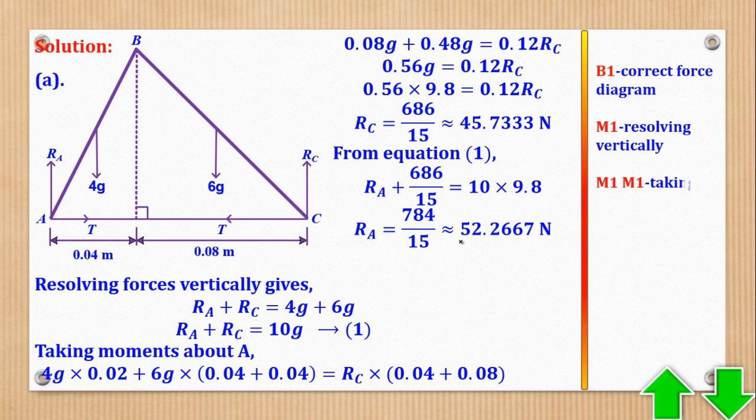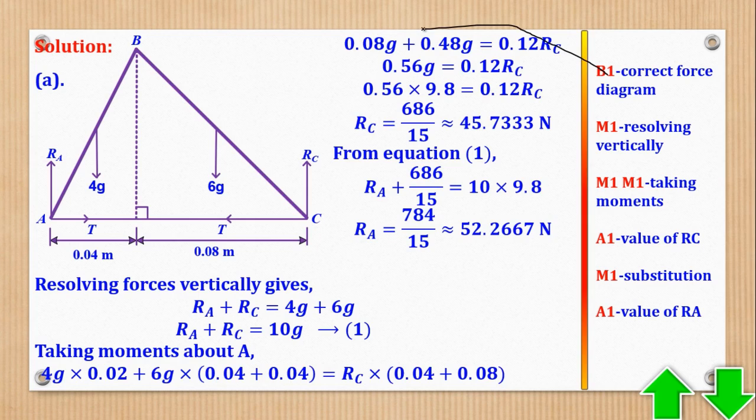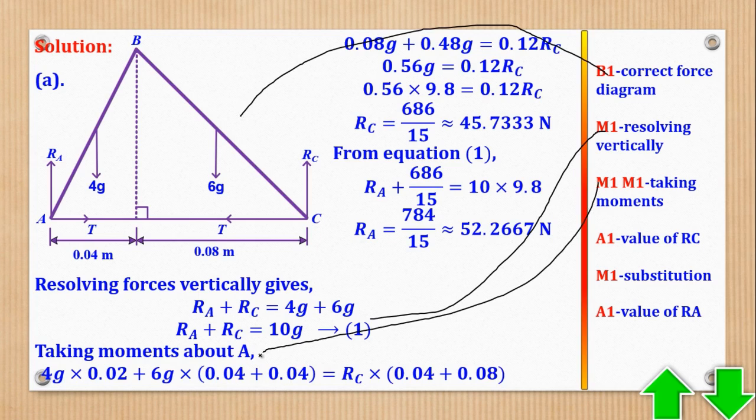Now let's see how marks can be awarded. So B1 for the correct force diagram, M1 for resolving vertically, M1 for taking moments clockwise and anti-clockwise and equating the two, A1 for the value of RC, M1 for this substitution, A1 for the value of RA.